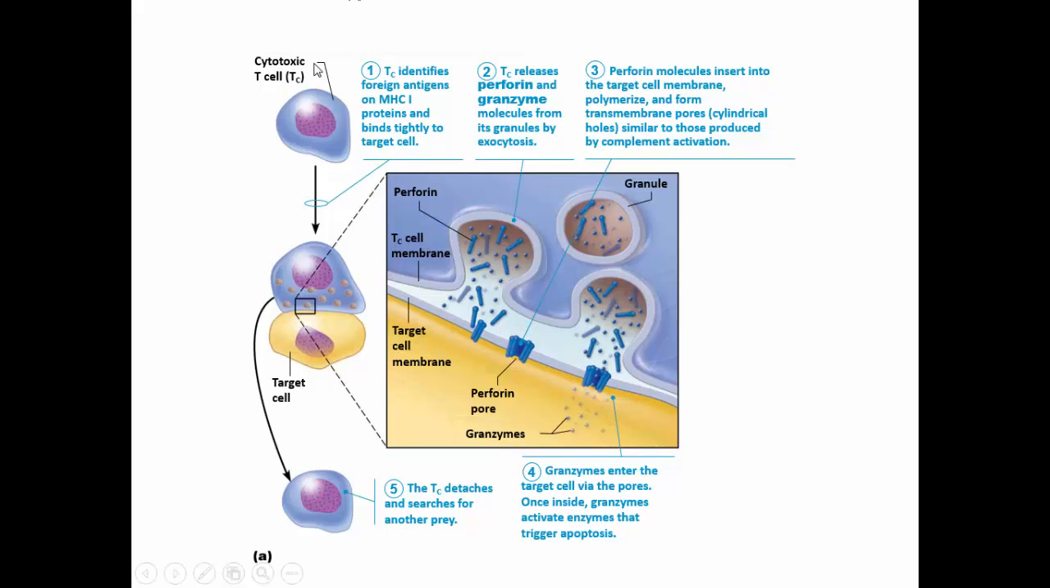Here you see the CD8 cell, the cytotoxic T cell, attaching to the target cell. While it's attached, it releases the perforins, which put little pores or little holes in the cell membrane that allow the granzymes to enter the cell. The perforins and the granzymes are responsible for cell destruction, apoptosis of the cell. Once it's killed that cell, it releases and moves on so it can search for more cells.